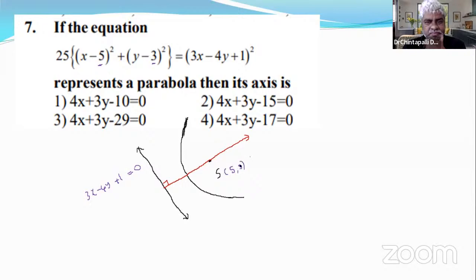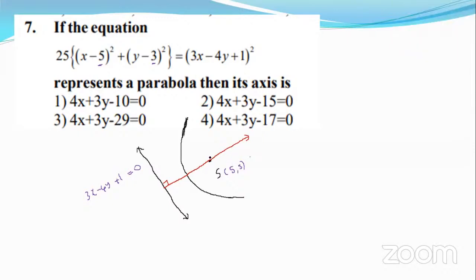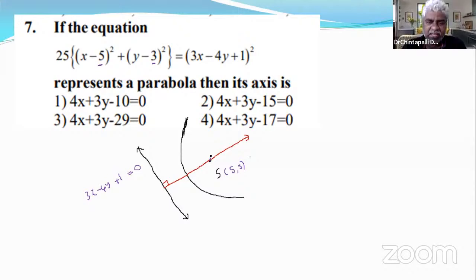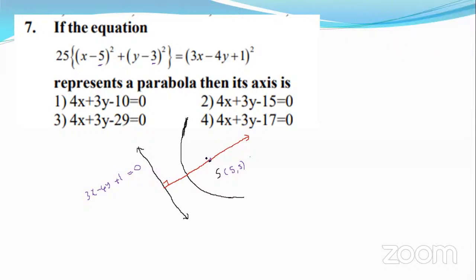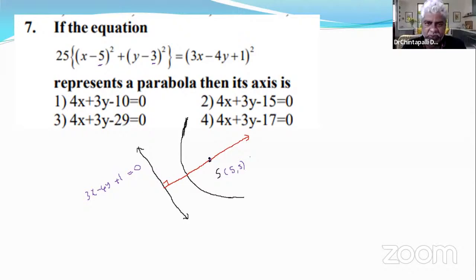What is our task? Our task is to find the equation of the axis. Clearly it passes through 5, 3. If we want to do it quickly, we can verify among the 4 options which option satisfies the point 5, 3. But we decided to do it straightforwardly, through the process, right?